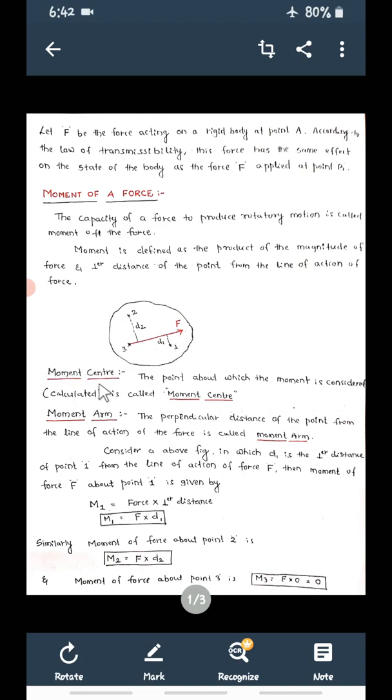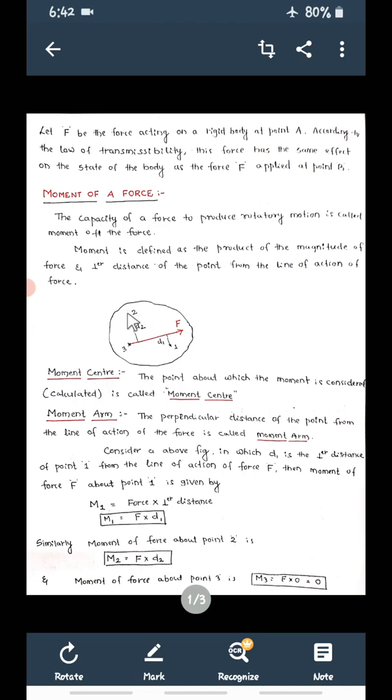Now what is the term moment center? The point about which the moment is considered or calculated is called the moment center. In this sketch, I want to calculate the moment of this force F about point 1. So point 1 is the moment center.